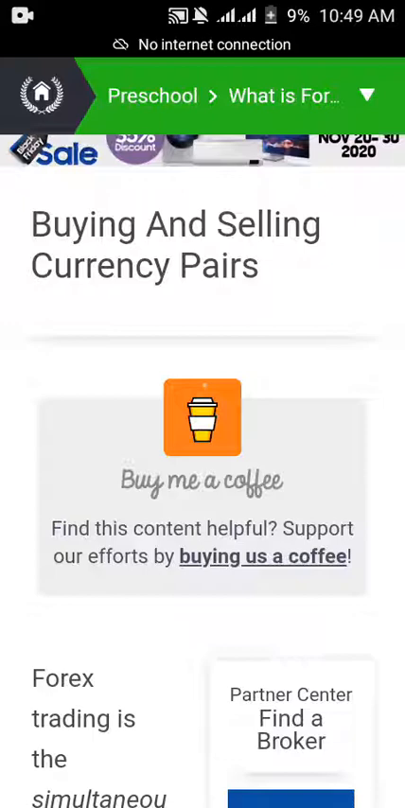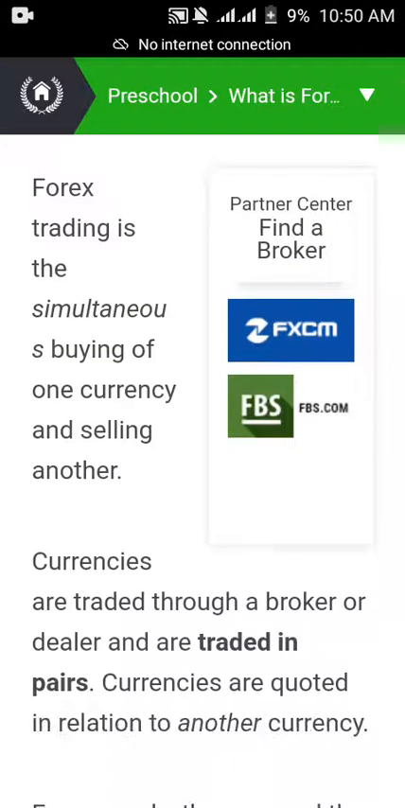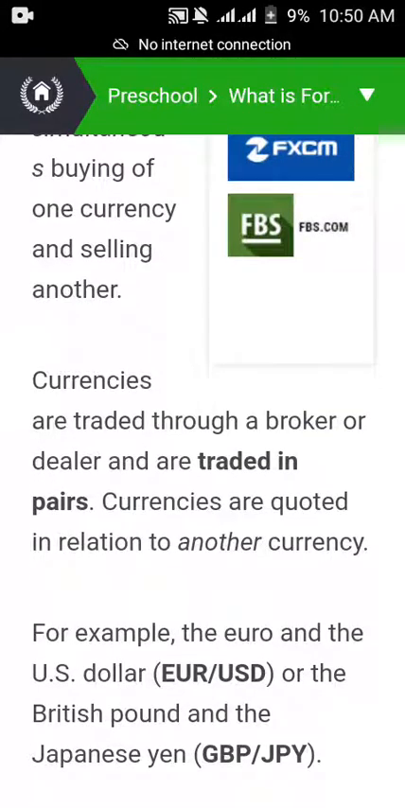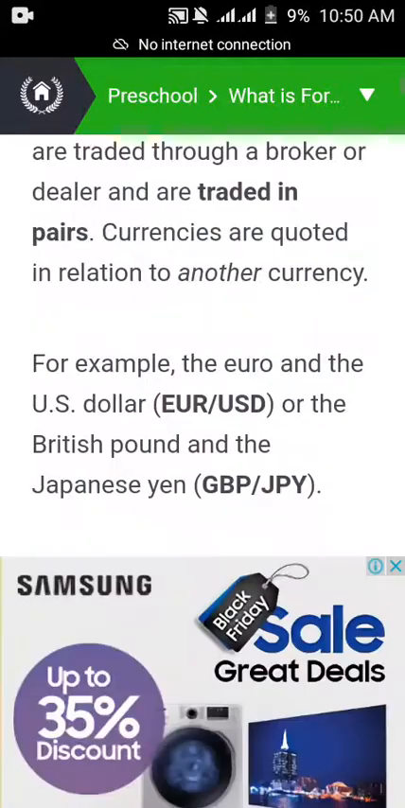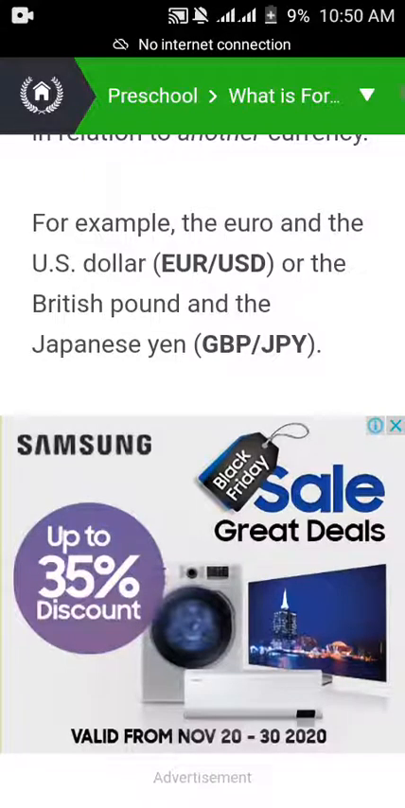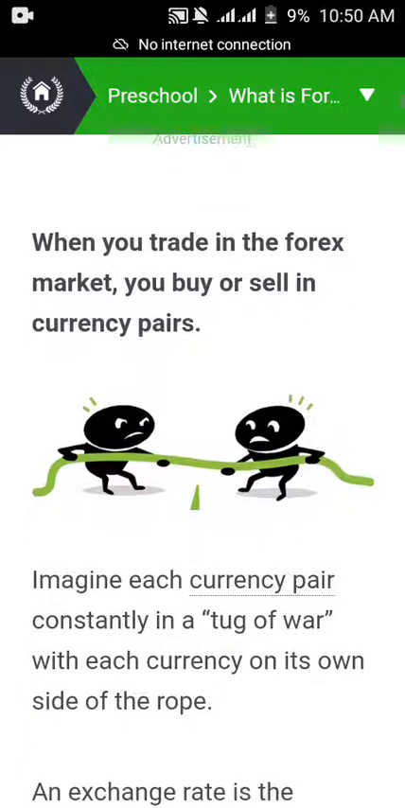In our last class we talked about what are traded in the forex market, and in this class we'll be talking about buying and selling currency pairs. Forex trading is the simultaneous buying of one currency and selling of another. Currencies are traded through a broker or dealer and are traded in pairs. Currencies are quoted in relation to another currency. For example, the euro and the US dollar, or the British pound and the Japanese yen. When you trade in the forex market, you buy or sell in currency pairs.